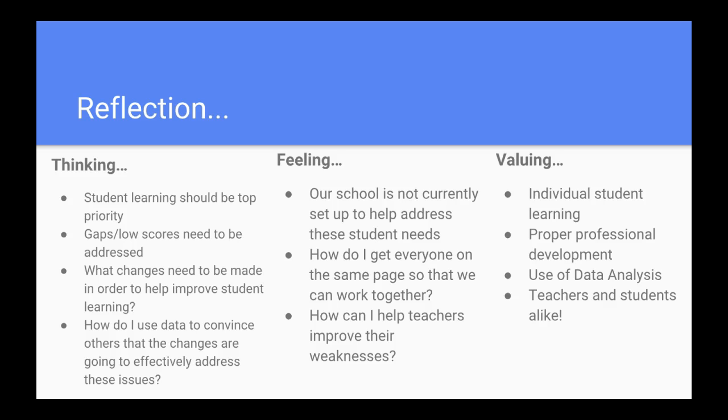What I was feeling was our school is not currently set up to help these students and their needs. We also need to get everybody on the same page so that we're all working together towards the one goal of improving our student reading skills. And how can I get teachers to improve their weaknesses as well? What I value is individual student learning, proper professional development in techniques that can be used within the classroom, and the use of data and analysis to identify problems and bring about solutions as well. And finally, teachers and students alike.